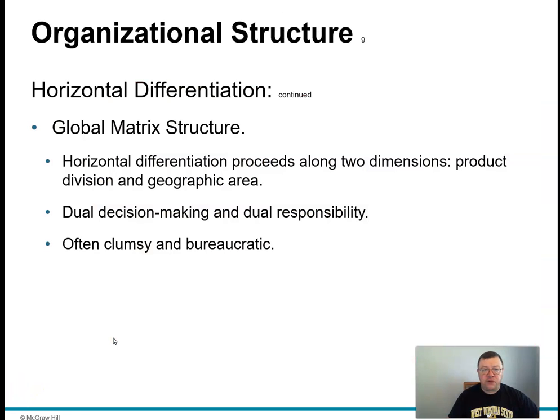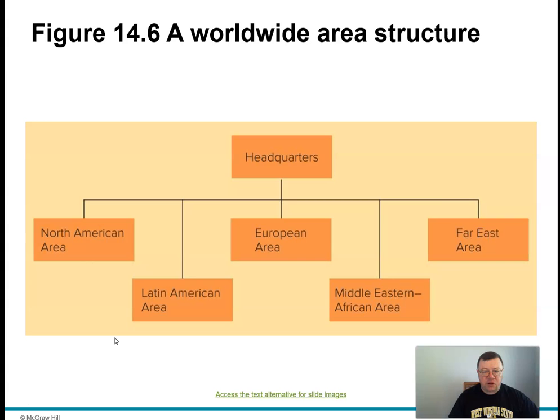Here's another way of viewing the same thing. This is sometimes called a matrix structure, where you have headquarters, again, each of these, North America, Latin America, Europe, Middle East, Far East.